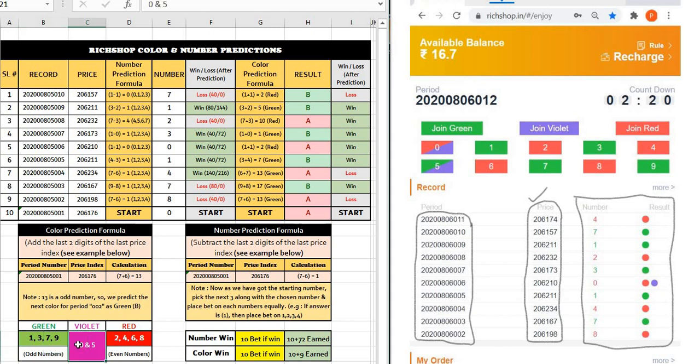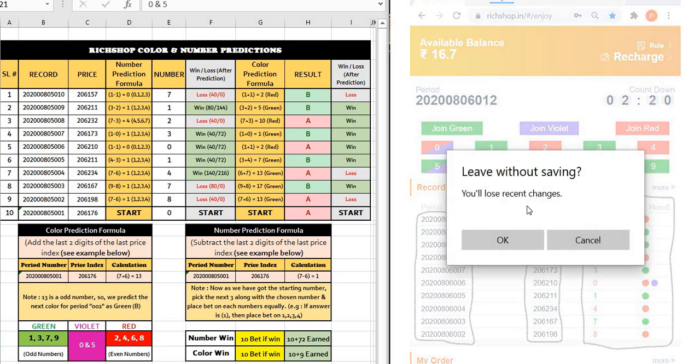Now I would like to also inform you that 0 and 5 are always colors which come with another color, which is violet. And in a different video I will explain how you predict violet, and in this video I will stress on how you identify colors and numbers.